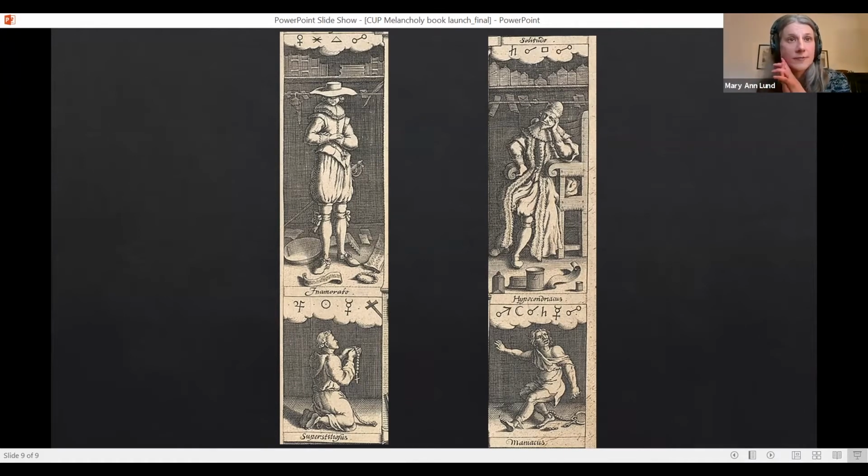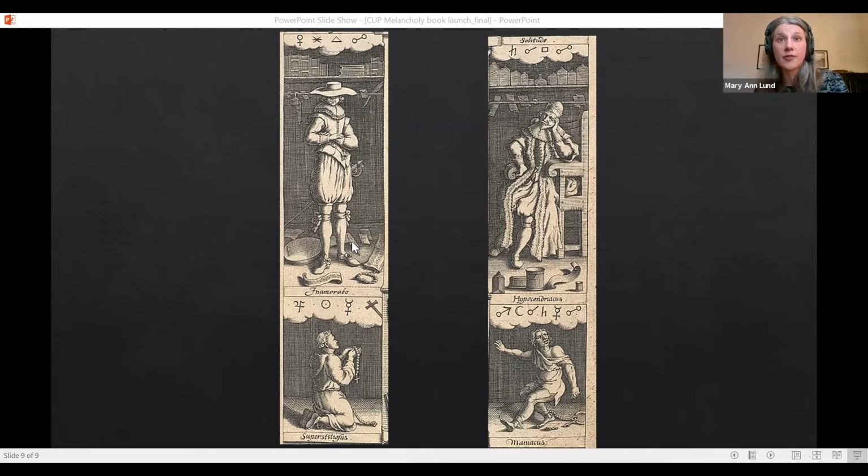Then we've got superstitiosus, the religious melancholic. Of course, it's a Protestant. Robert Burton was a minister himself for the Church of England, and this is somebody carrying a rosary. Burton devotes a whole section to religious melancholy, people who are excessively superstitious, people who experience transport, see visions, all those kinds of things.